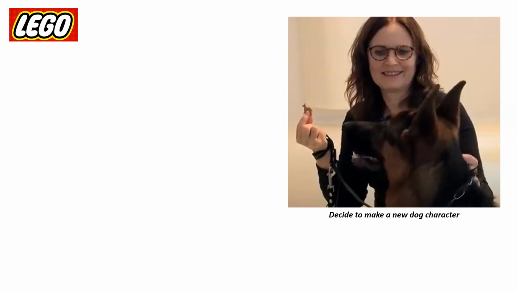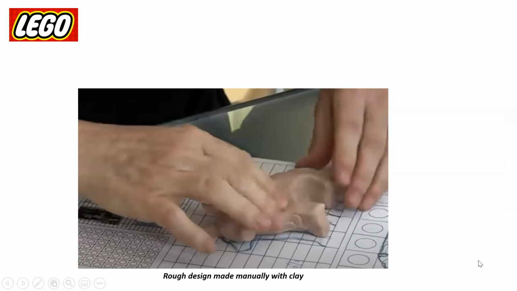Then she sits down and thinks about how we would turn this, in this case a German Shepherd, into a bit of Lego. She sat down and molded a figurine in clay. Again, this is still all very manual, so this is not computer-aided design. But if we keep watching, we'll see that once she's got the basic shape, now we've got to turn it into something we can manufacture in Lego in hundreds of millions of quantities.